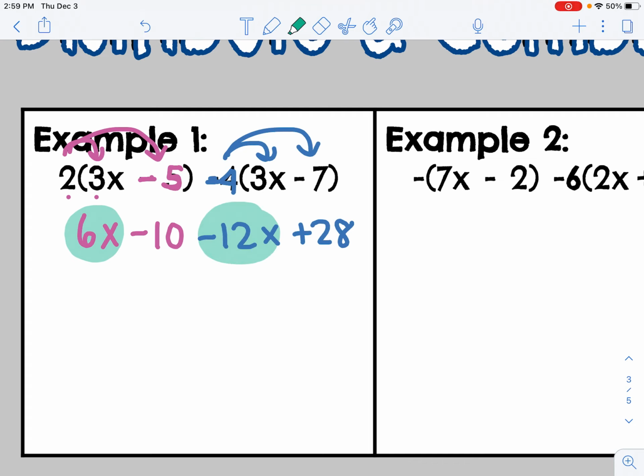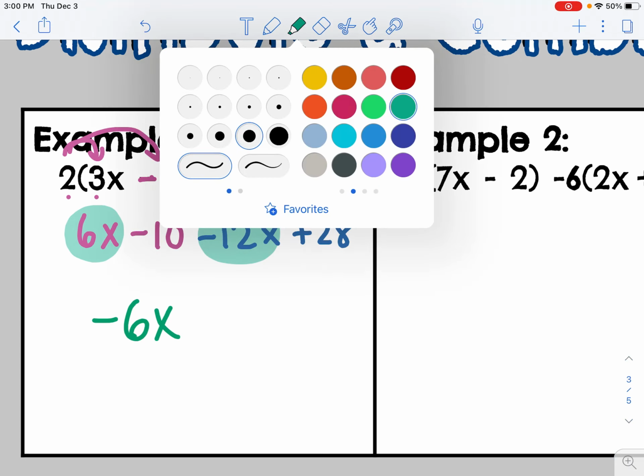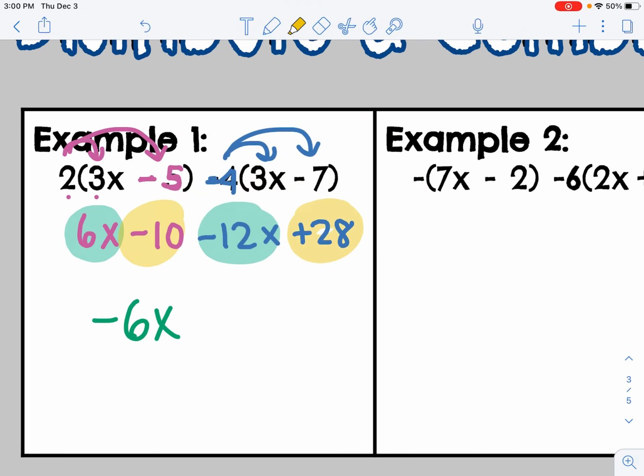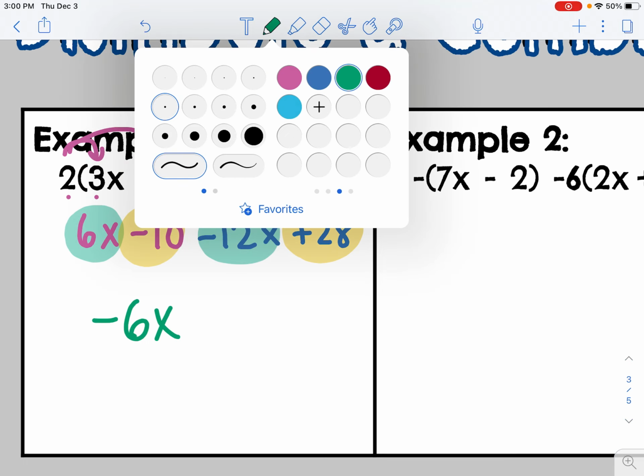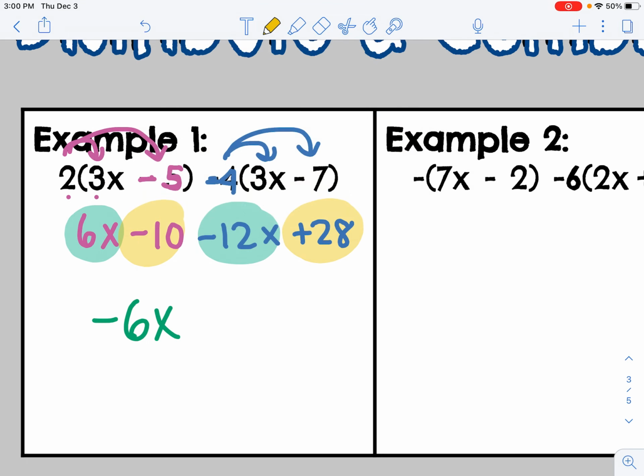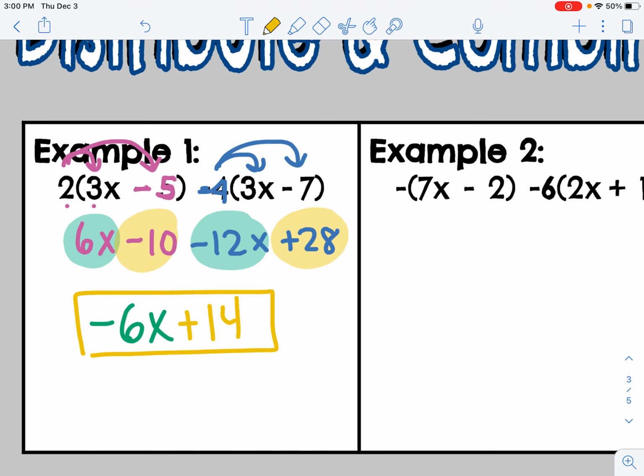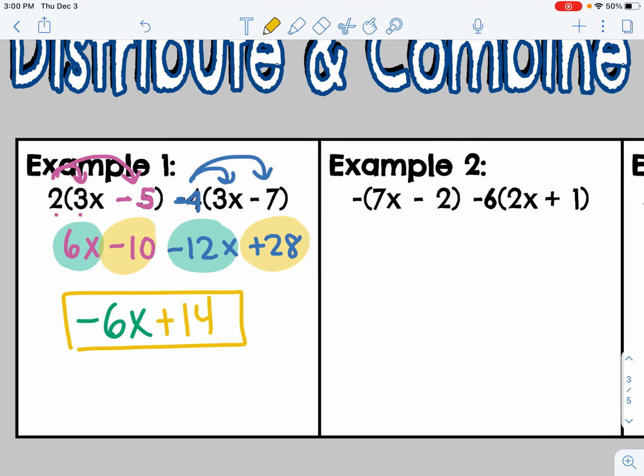So we can combine 6x and negative 12x. 6x minus 12x gives us negative 6x. And then we have negative 10 and 28. The constant terms here can be combined. So that would be negative 10 plus 28 will give us a positive 14. And that is going to be my answer, because I cannot combine the negative 6x with the 14 because they are not like terms. Okay, let's look at example number 2.